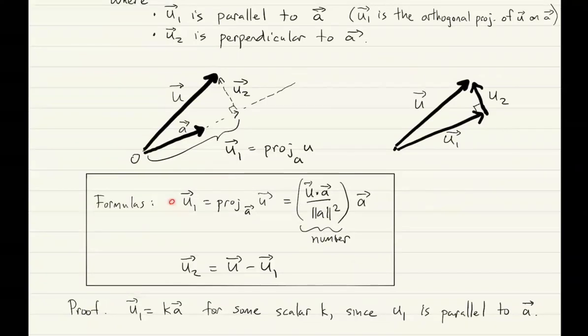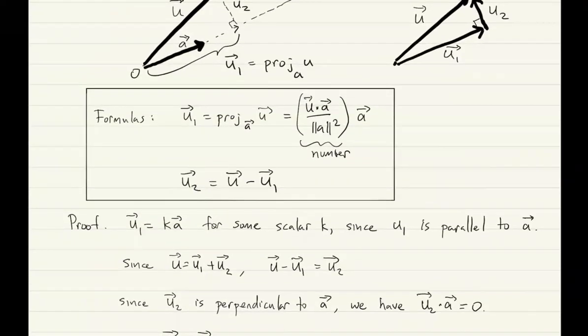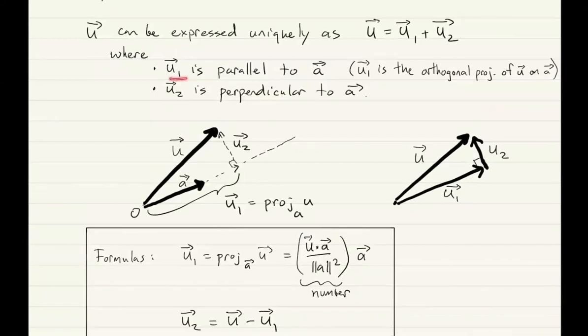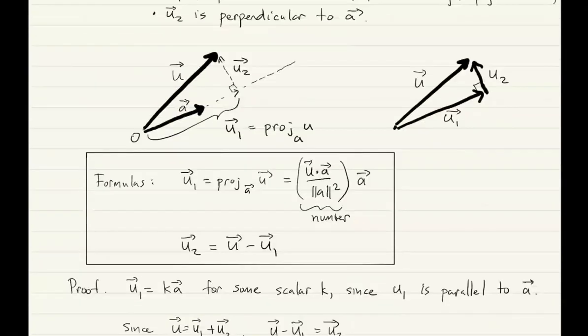And here's the first formula above for u1. So using this, we can find the formula for u2. I'll do an example in a second, but let me just give the proof. So again, I'm just proving where this formula is coming from. So the starting point is u1 is equal to some scalar multiple of a. That's because the property of u1 is that it's parallel to a. So it needs to be a scalar multiple of a for some scalar k. That scalar is going to turn out to be this, but we don't know that just yet at the beginning of our proof.